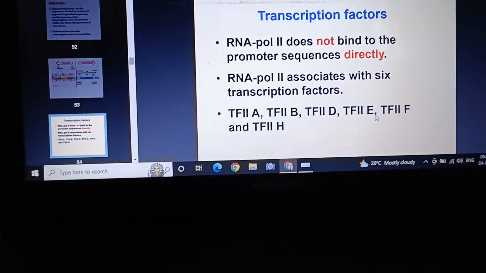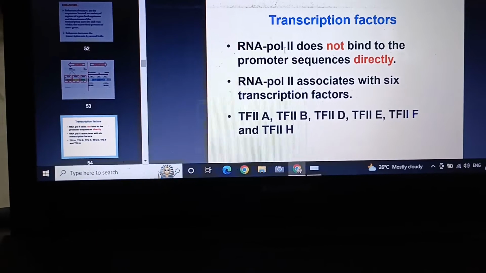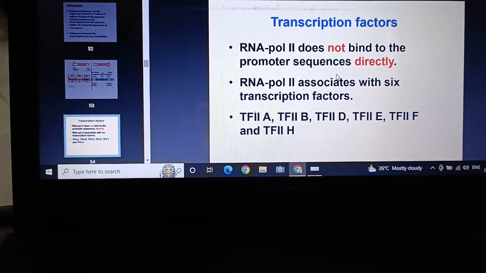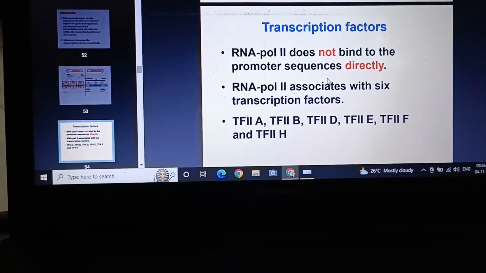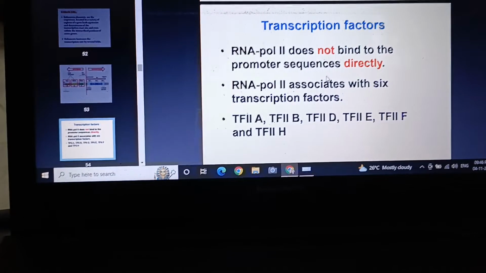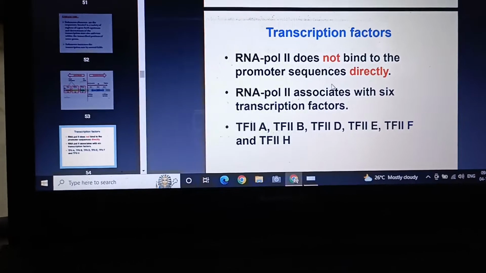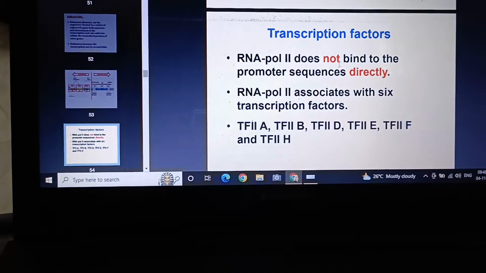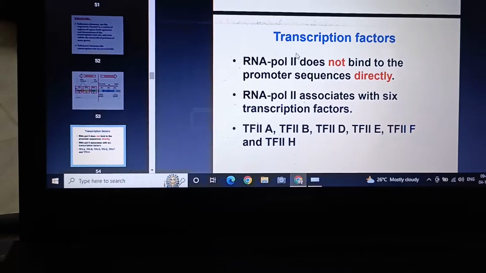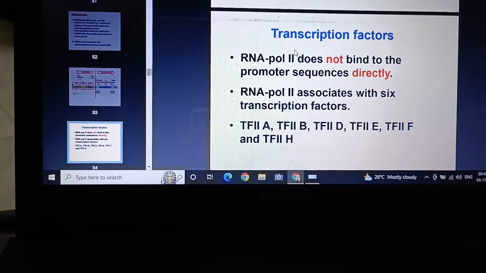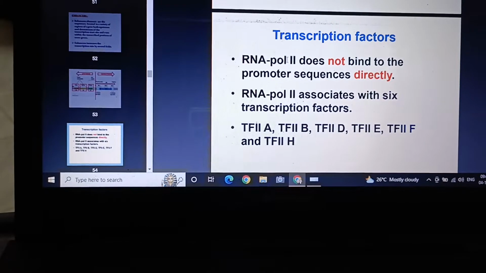Transcription factors. What are transcription factors? As I told you already, RNA polymerase 2 does not bind to the promoter sequence directly. But in the case of prokaryotic transcription, what will recognize your promoter region? Yes, of course, your sigma factor, which will bind to your core enzyme, and that will automatically recognize the promoter region present in prokaryotes.